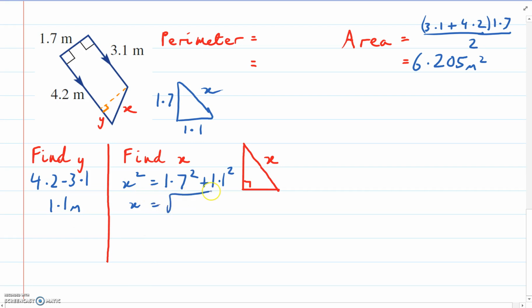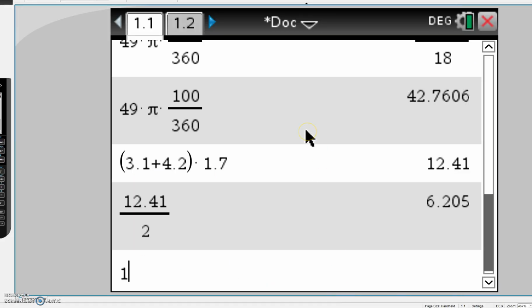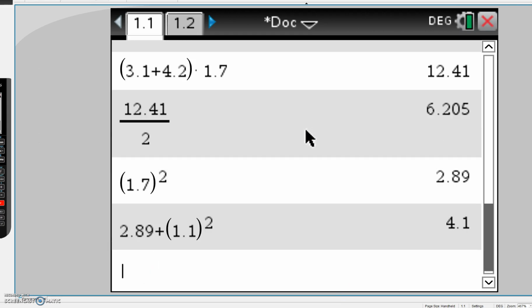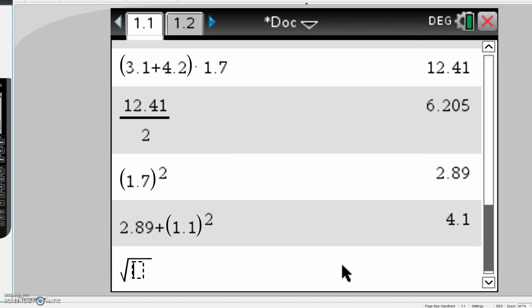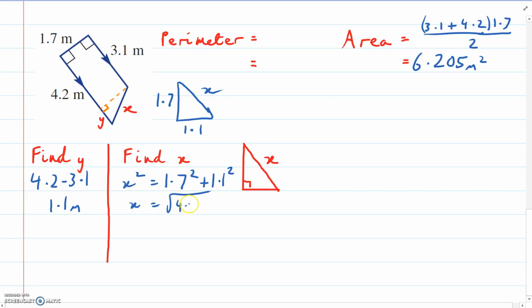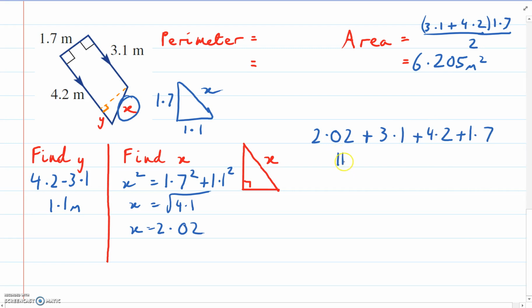In fact, let's just write it as x equals the square root of 1.7 squared plus 1.1 squared, and then the square root of that value, which is going to be 2.02. So x equals 2.02. We can then add that to all our values, so that's just this length here, 2.02 plus 3.1 plus 4.2 plus 1.7, which is going to be 11 point.